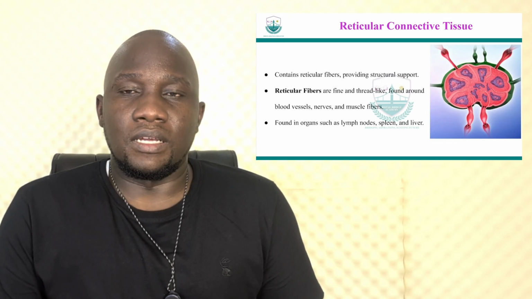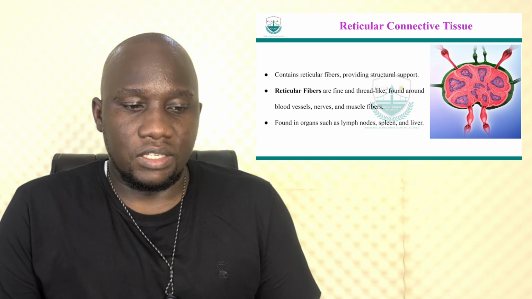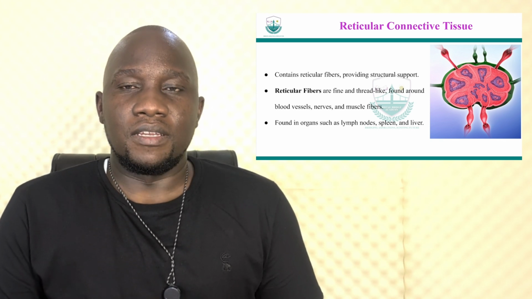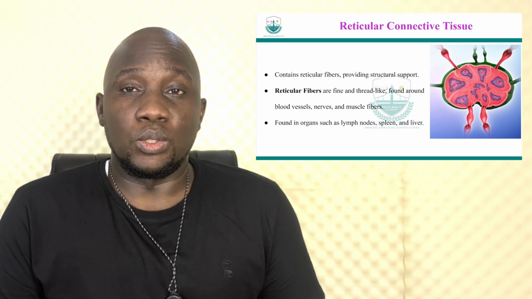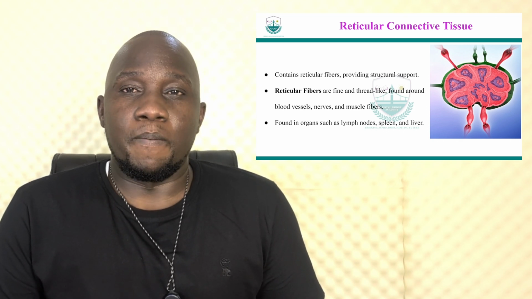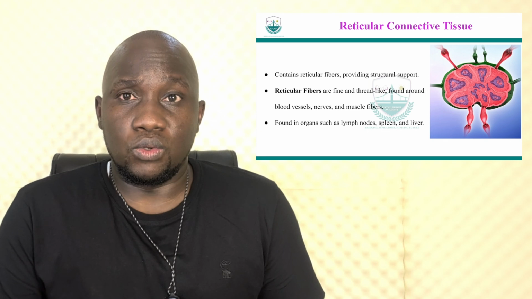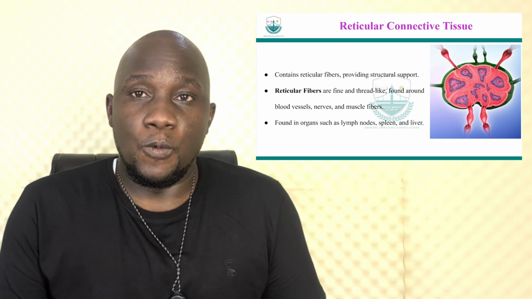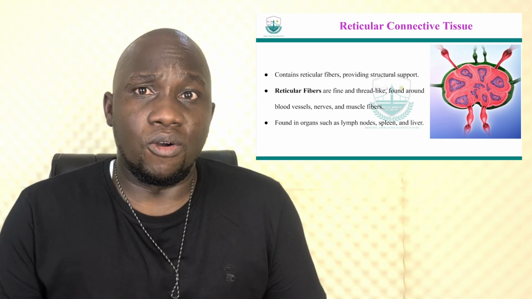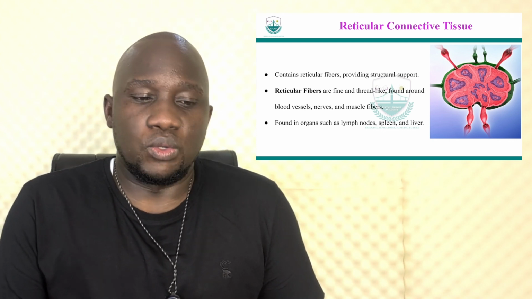Then the last of the three types of loose connective tissue is what you call reticular connective tissue. In here, the major thing is about the reticular fibers. Remember, we talked about three types of fibers. And for the three types of loose connective tissue, we have been looking at the major component for each. And here we are saying that the major components are the reticular fibers.